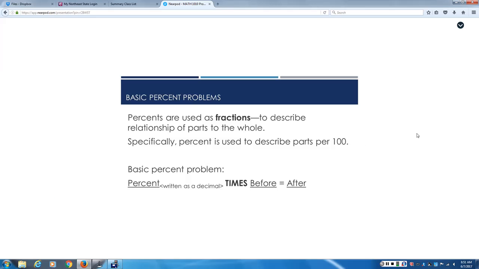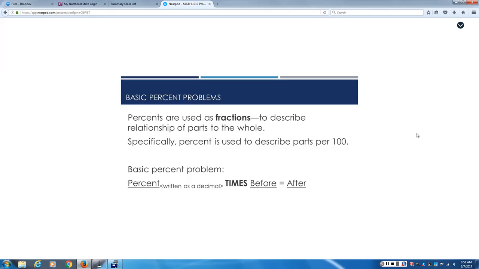This lesson is about basic percent problems. And what you need to remember is that percents are used as fractions to describe the relationship of a part to the whole. Specifically, it's used to describe parts per 100. We talked about that last class period. A basic percent problem looks like the one below.